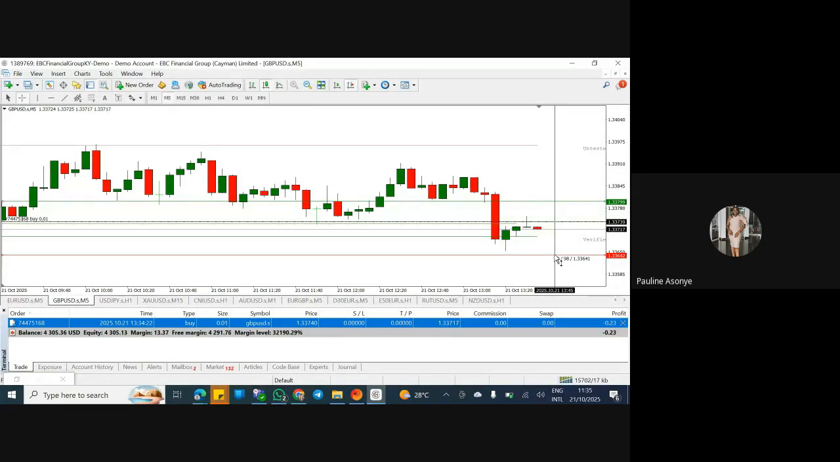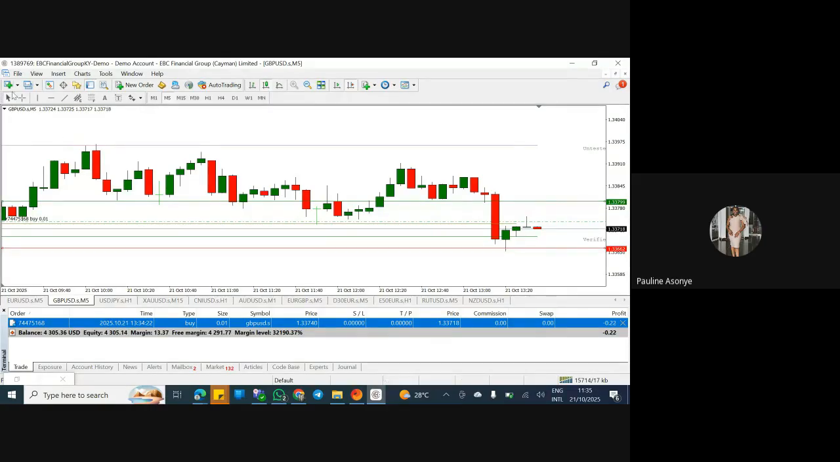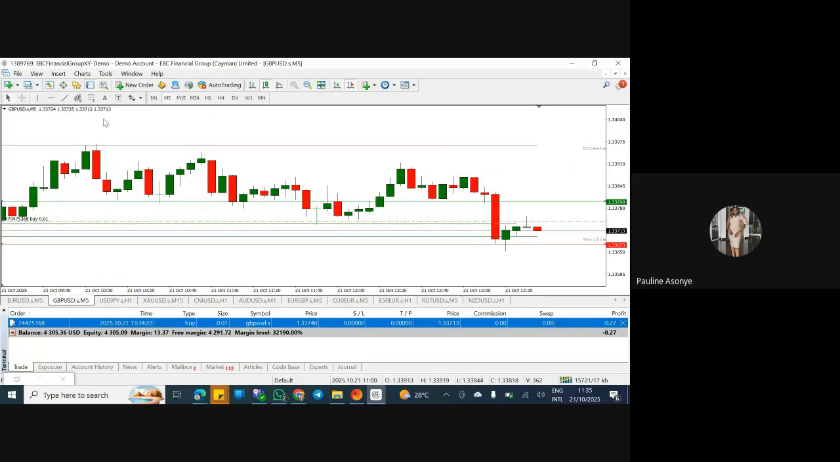This is 98 pips. It's too much. Let me take it small again. That is below a verified resistance. So normally that is how you would want to take it. So now we have our TP and our stop loss, right?